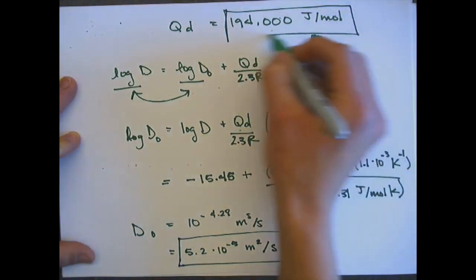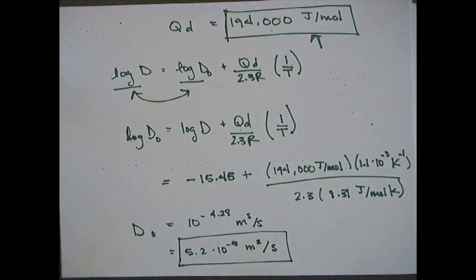So we end up with a pre-exponential of 5.2 times 10 to the negative fifth meters squared per second and an activation energy, which we already solved for. Now we have to remember that the D sub 0, that was the log of the pre-exponential, so we need to do 10 raised to the power of negative 4.28, and that's how I did that last little bit there. And so now we have solved for both the pre-exponential and the activation energy.